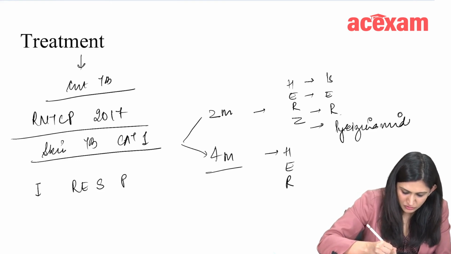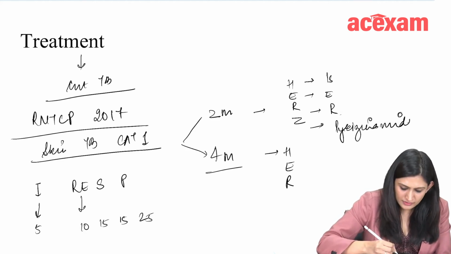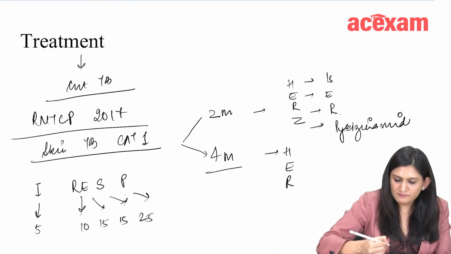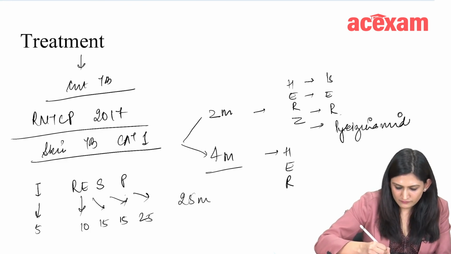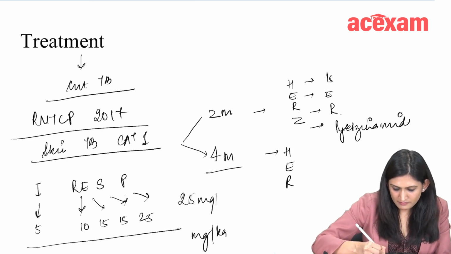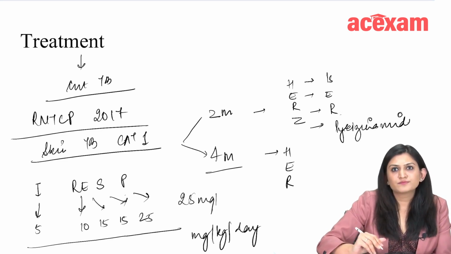Many times people get confused about the dosage. The daily dosage according to body weight is 5, 10, 15, 15, 25. So 5 for isoniazid, 10 for rifampicin, then ethambutol 15, then streptomycin 15, and pyrazinamide 25, so 25 milligram per kg. All these dosages are milligram per kg per day. So this finishes cutaneous tuberculosis. Thank you.